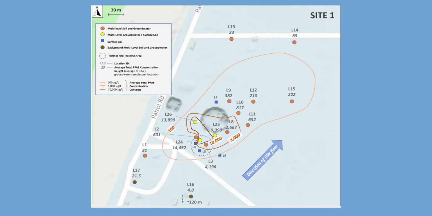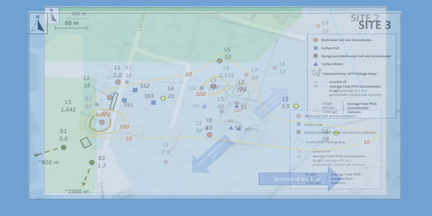We're really trying to understand the fate and transport of these PFAS class of chemicals. Where do they go once they're in the subsurface? How fast do they move? And when does it become a problem?